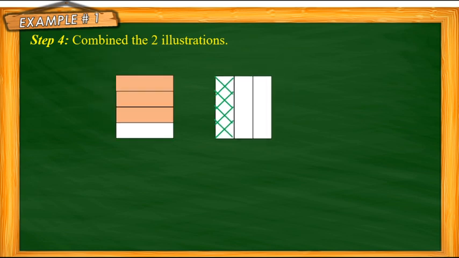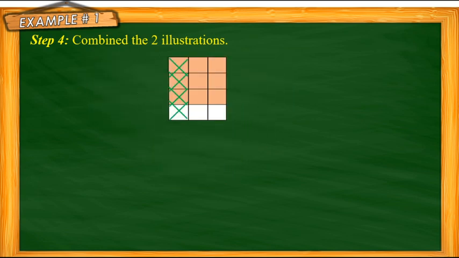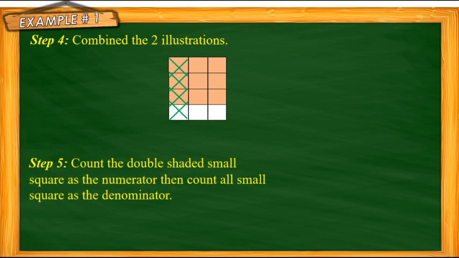So combine the two illustrations. We have a new illustration. Okay, so count the double shaded small squares as the numerator, then count all small squares as the denominator. So we have 1, 2, 3. This would be the double shaded region. So we have 3/12 because we have 12 small squares in all. As you notice, they have the common factor of 3. So 3 divided by 3 is 1, and then 12 divided by 3 is 4. So the final answer is 1/4.